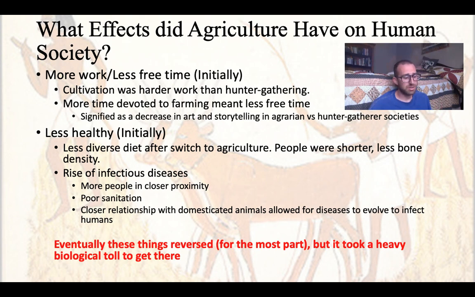in agrarian society, for those practicing agriculture, they had more work and they had less free time. And this is definitely initially, right? So when they switched over, cultivation was a lot harder than hunting and gathering. And you had to devote more time to being a farmer. And because of that, you had less free time. And we see that in history with a decrease in art and storytelling when societies went from hunting and gathering to farming. Right? There's not a lot of art initially, there's not a lot of storytelling because no one's got any free time. They're out in the fields all day farming to grow food.